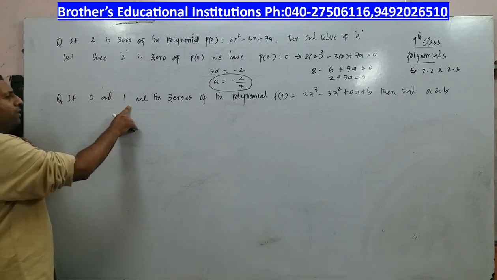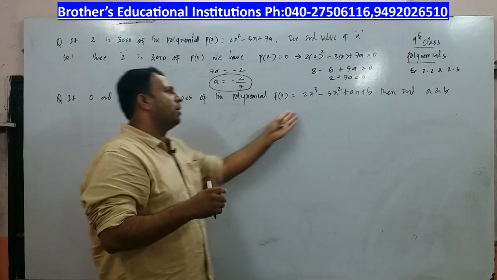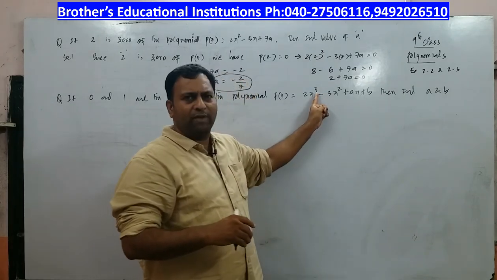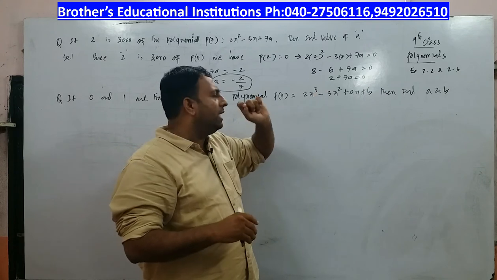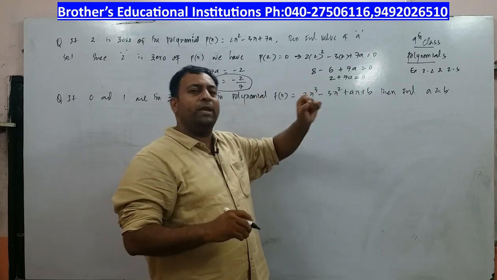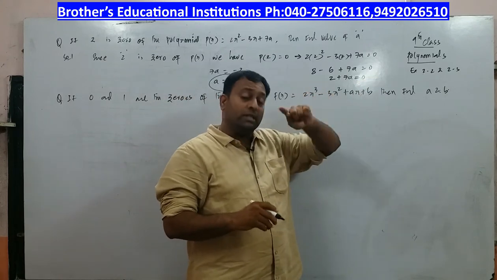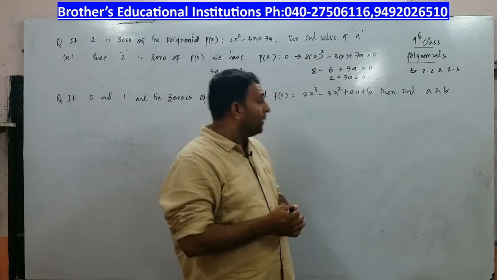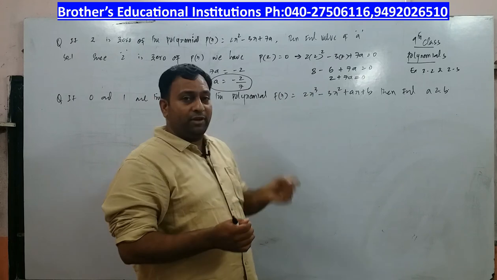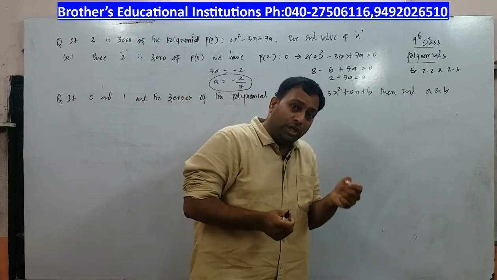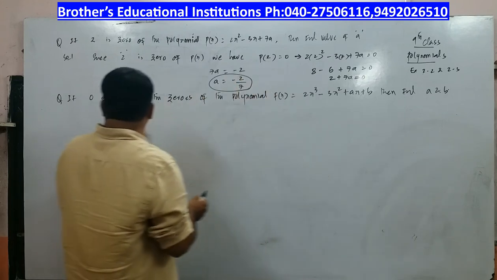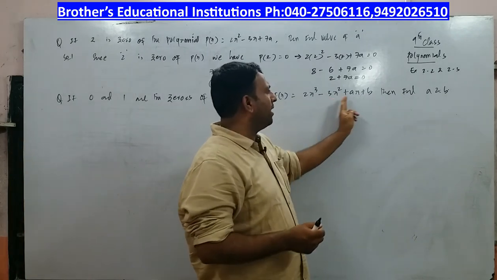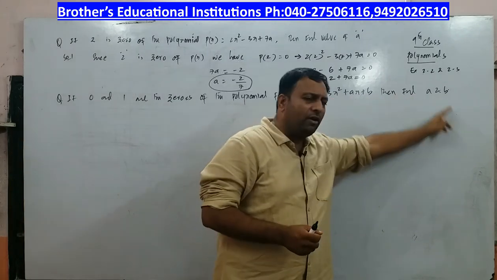If 0 and 1 are the zeros of the polynomial, see how many maximum zeros it can have? It can have 3 zeros. We have discussed in the previous class, the degree of the polynomial will be equal to the number of zeros. This is a note you must mention and keep it, because that is not mentioned in the textbook. Anyhow, the two zeros given to you are 0 and 1, and the polynomial is 2x cube minus 3x square plus ax plus b. Find the value of a and b.